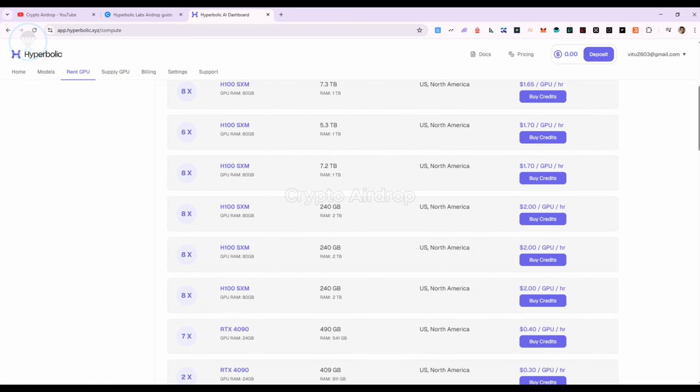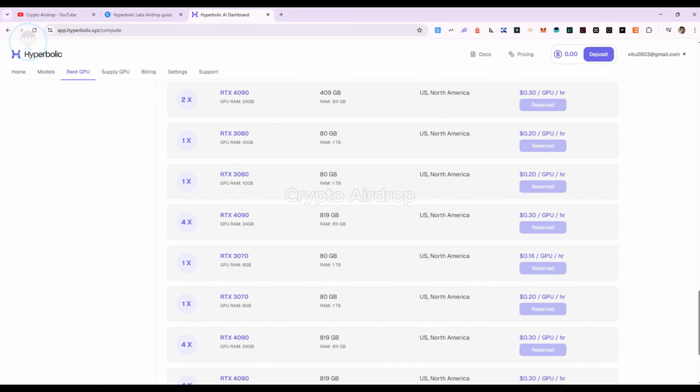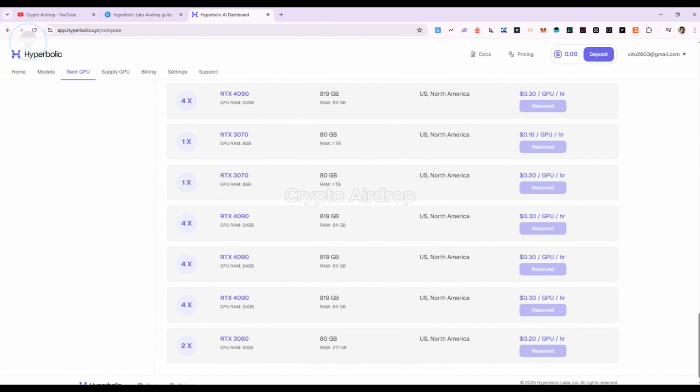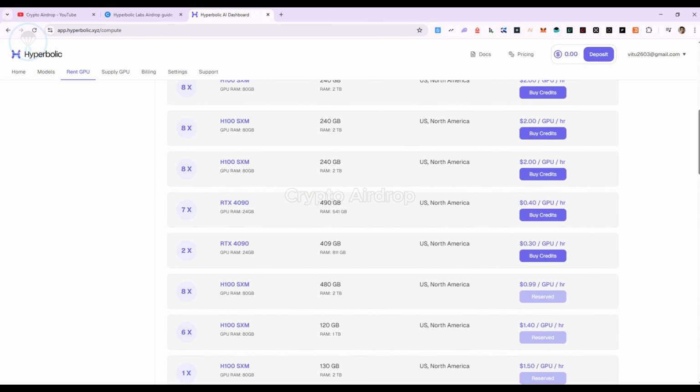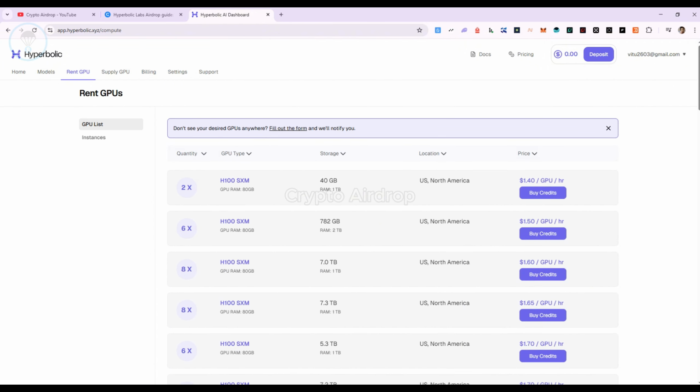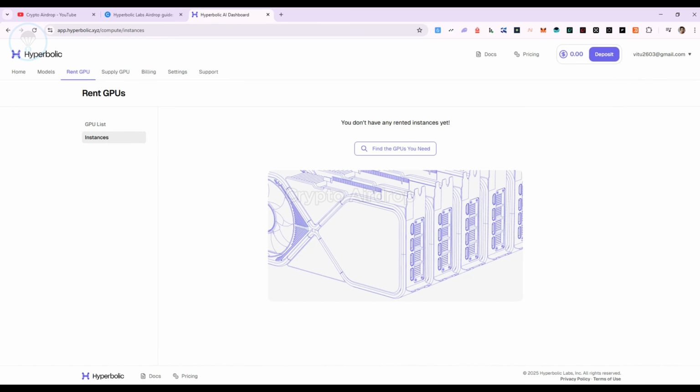Step 3. Go to the Rent GPU section to rent GPU slots and increase your mining efficiency. The cost is approximately $1.40 per hour. Consider this option carefully based on your budget. That's a complete overview of the HyperBolic project and how to participate in its airdrop.